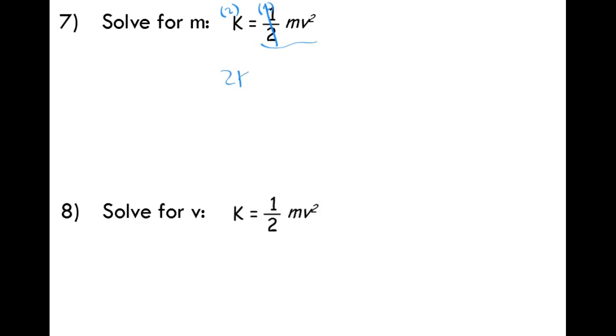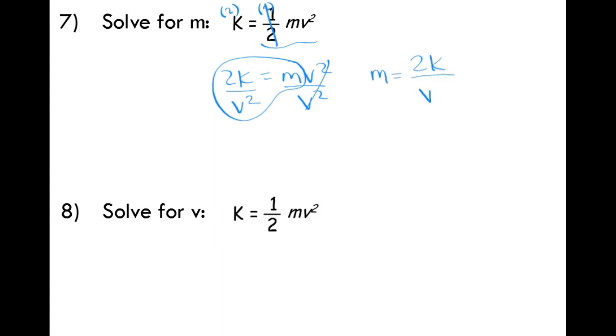And you get 2k equals mv squared. And then you just divide that v squared out of there. And I'm going to cheat again, and you say m equals 2k over v squared. Actually, I shouldn't cheat. I shouldn't teach you to cheat like that. There you go. There's the final one.